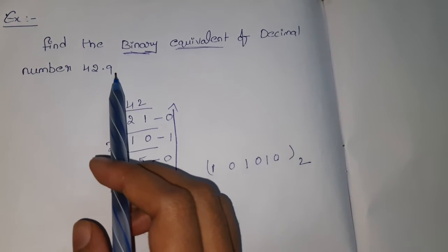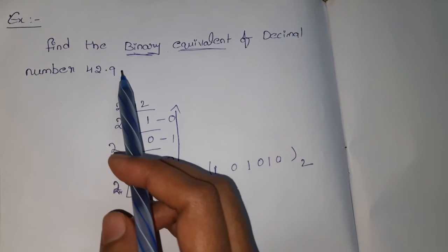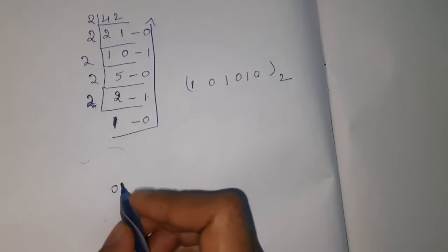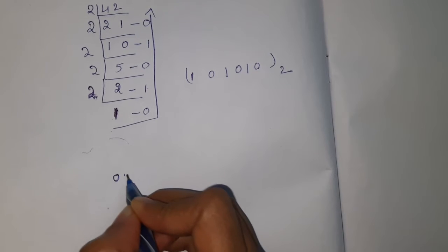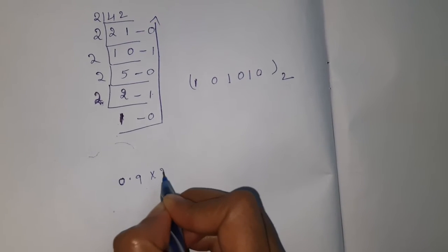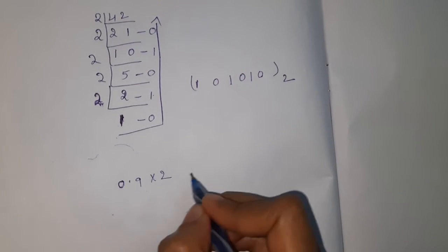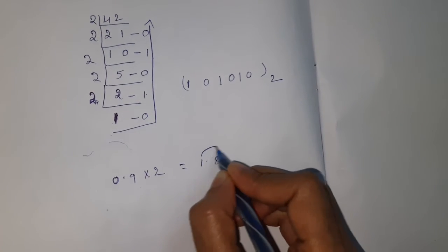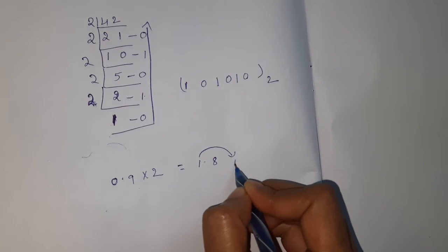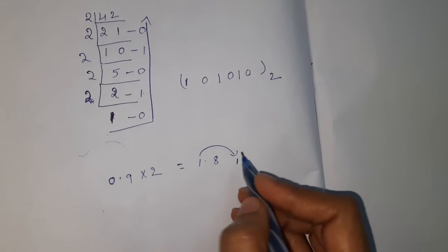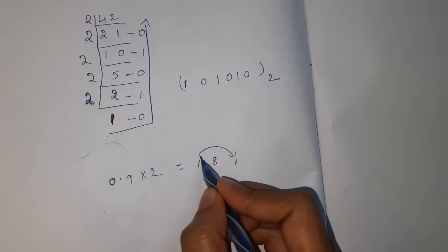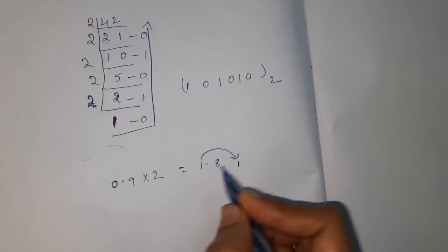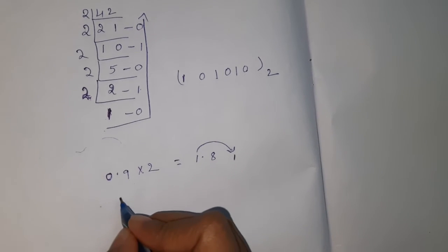Now we have to find the part after the point, that is 9. So we take it as 0.9, with the multiplication process with 2. 0.9 into 2 is 1.8. So 1 is taken here, and we take 0.8 here.